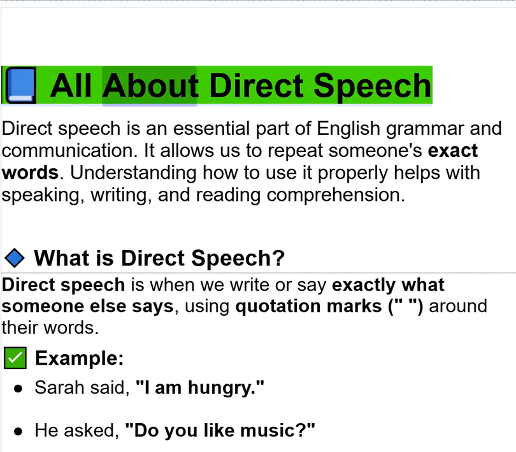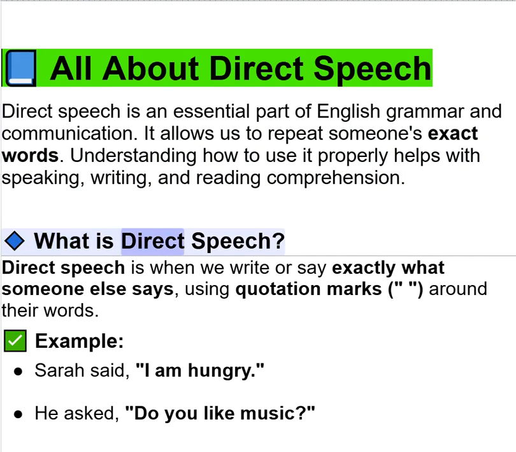All about direct speech. Direct speech is an essential part of English grammar and communication. It allows us to repeat someone's exact words. Understanding how to use it properly helps with speaking, writing, and reading comprehension.